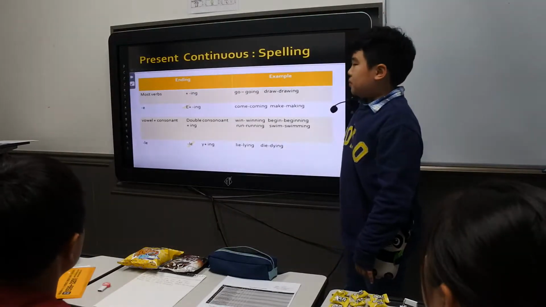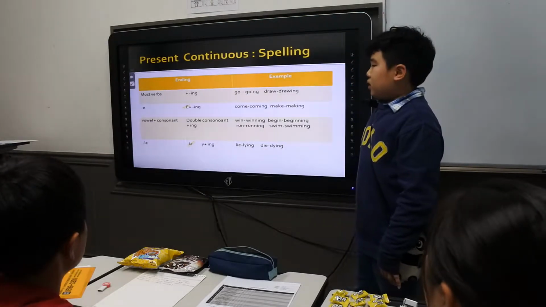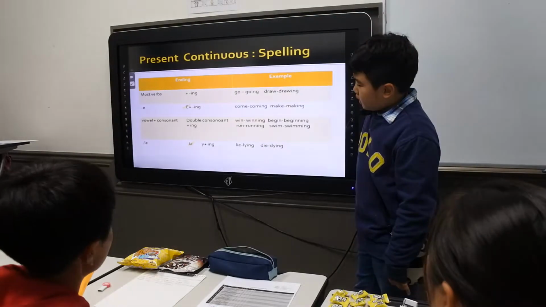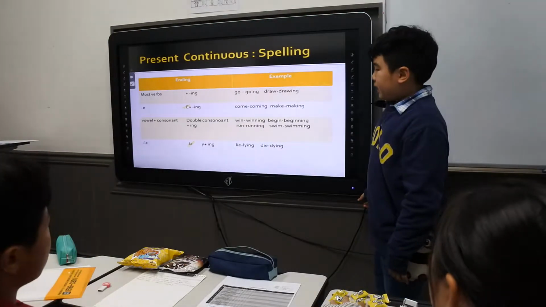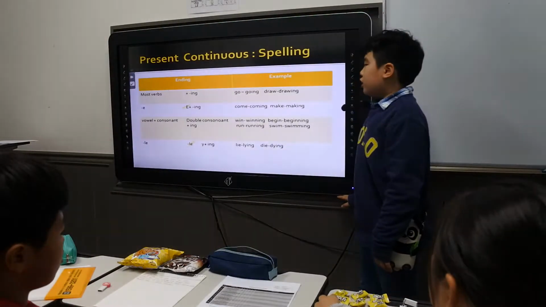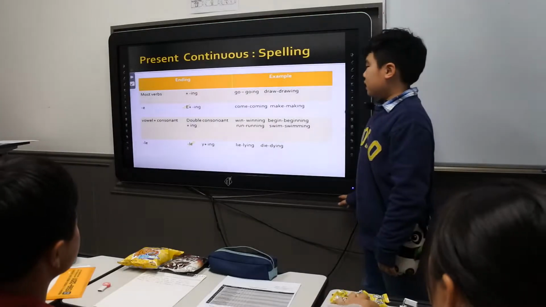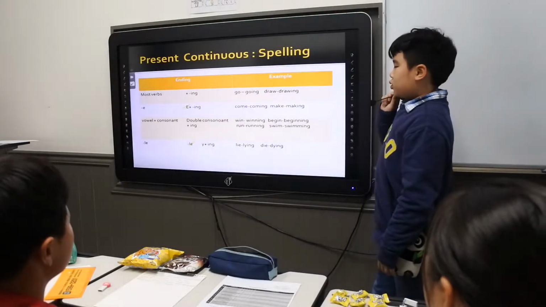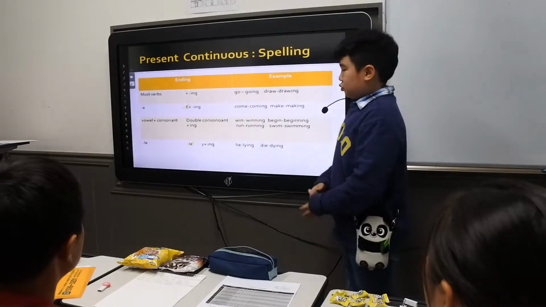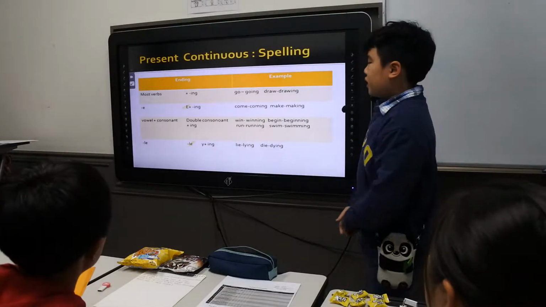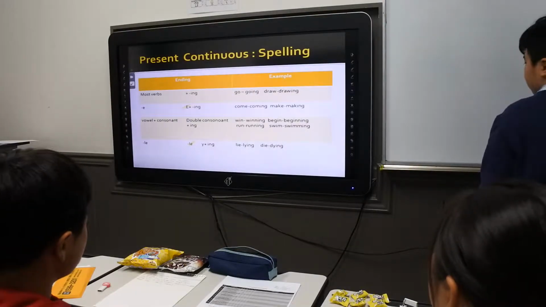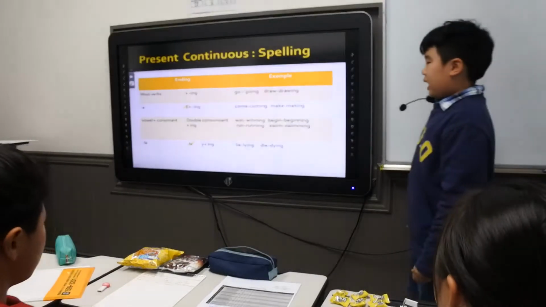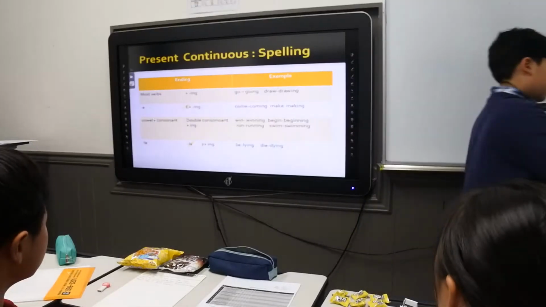Ending with vowel plus consonant, we add a double consonant and ing. For example, begin to beginning, run to running, swim to swimming. And with ie, we cross out ie and add y plus ing. For example, lie to lying, die to dying.